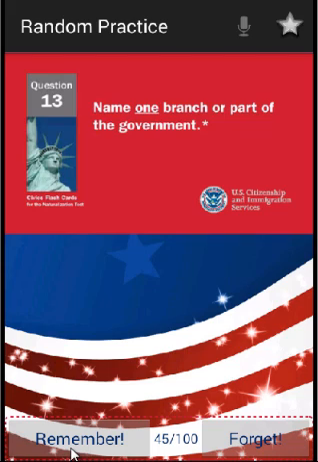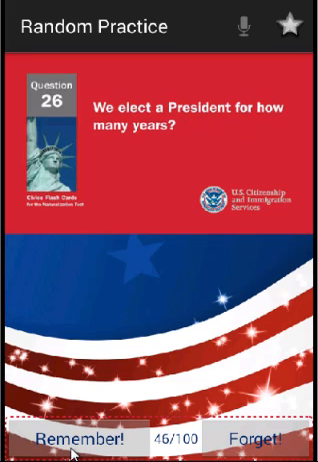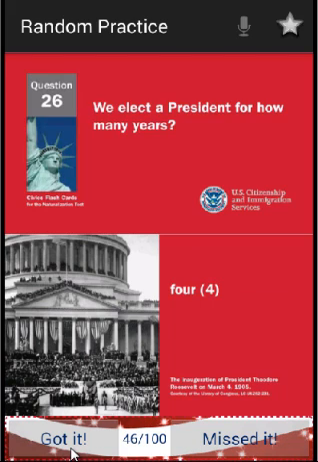Name one branch or part of the government. Congress, Legislative, President, Executive, the courts, Judicial. We elect a president for how many years? 4.